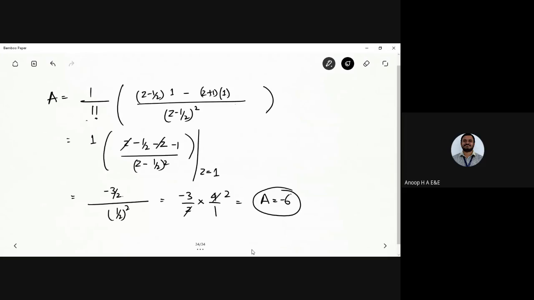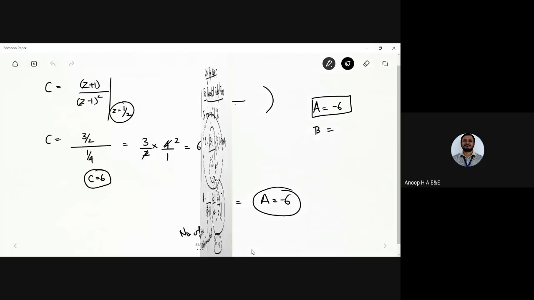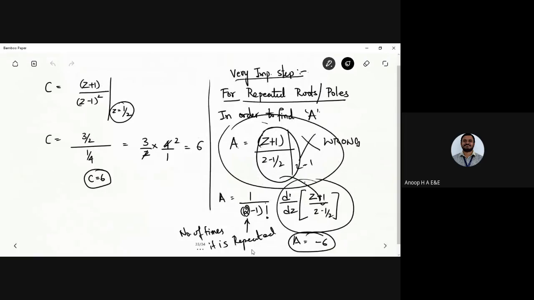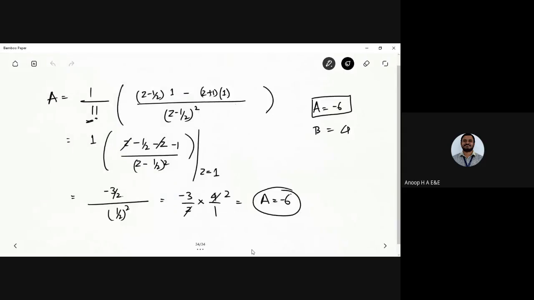So you have got the value of A to be equal to minus 6 and B to be equal to, what's the value of B? 4, 6. Okay, so the value of C is said to be 6. The value of B is said to be 4 here. Okay, so now replacing the constants there.